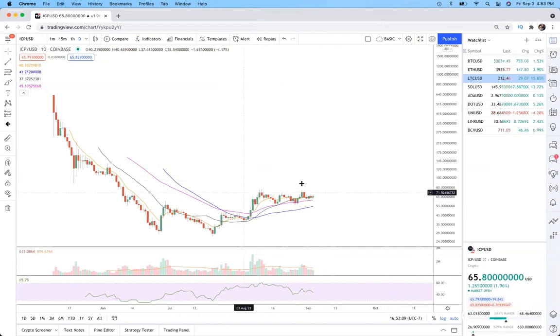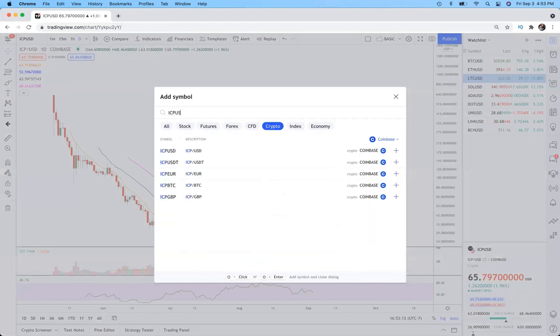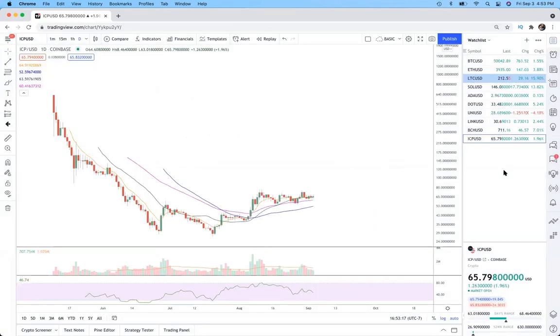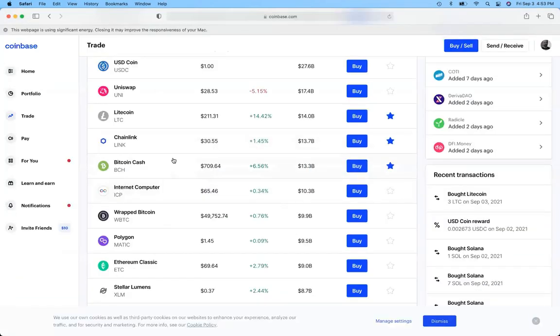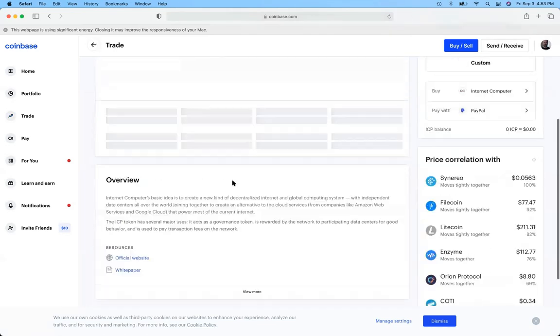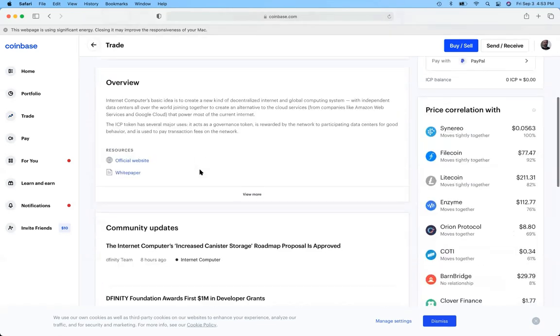I think as value, let's put it in. So let's do ICP USD. I'm not familiar with this one, so I want to go and read about it. This is the beauty of Coinbase. It gives you the description, and let's see what else it gives us. So right now it's a good price, $65.